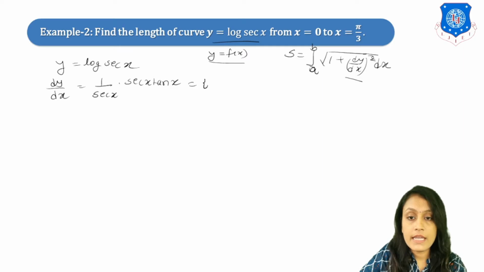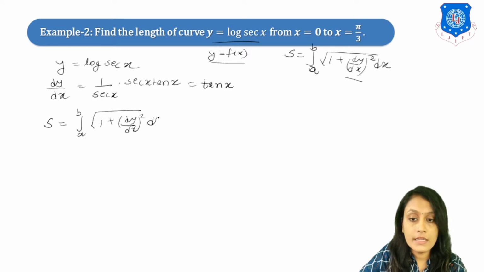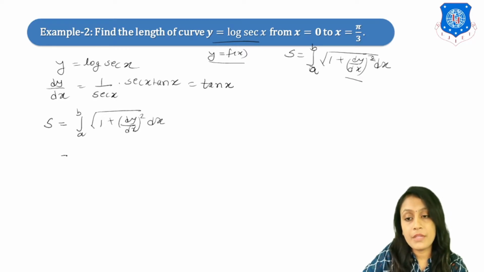Sec x will get cancelled, so what remains is just tan x. Yes, that is the formula: integration from a to b of root of 1 plus (dy by dx) whole square dx. Now the limits are from 0 to pi by 3.